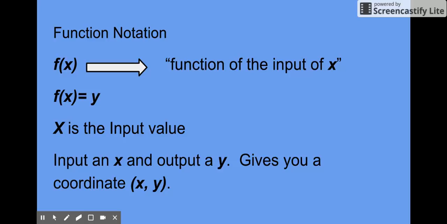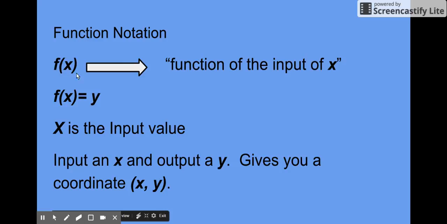Each one is unique and different, and that's why you call it a function of x. You put in this x, and for each rule, you're going to get a different y value or output. And we're going to practice that here in a minute. Let me not get too far ahead of myself here. Okay, so that's what it means when you read it out loud.